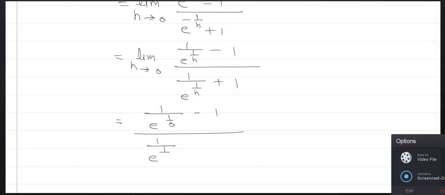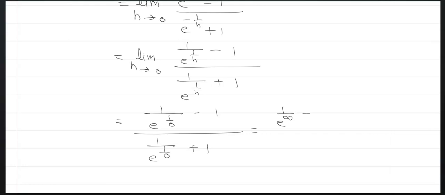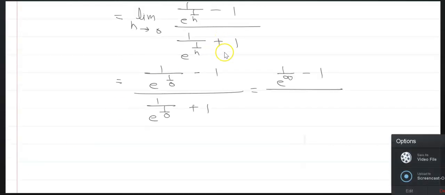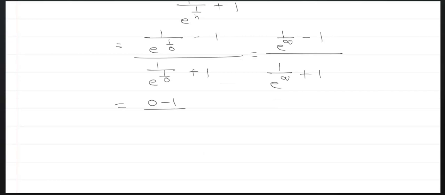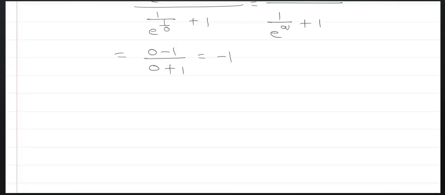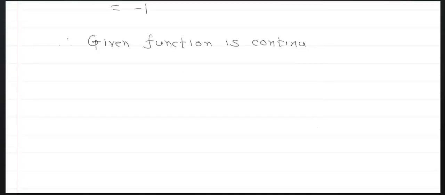As h tends to 0, that is 1 upon e raised to infinity minus 1, that is equals to minus 1. And therefore the given function is continuous.